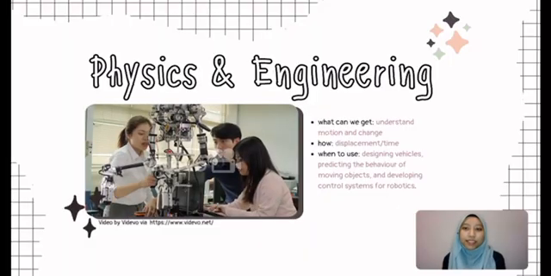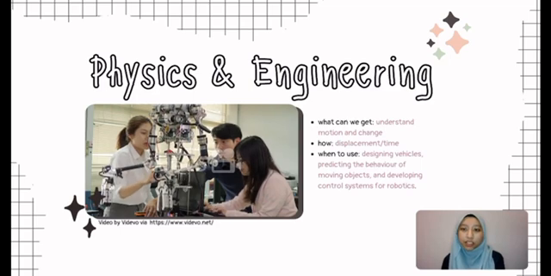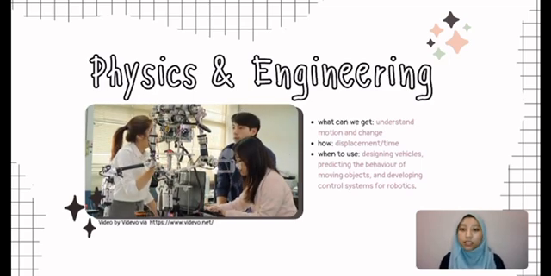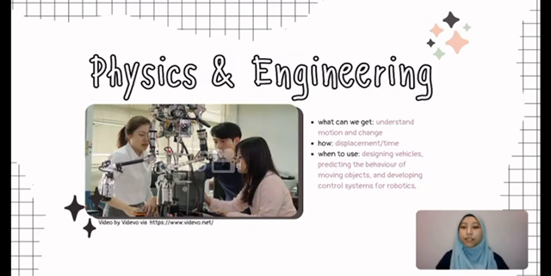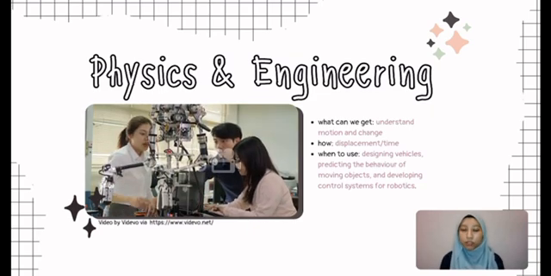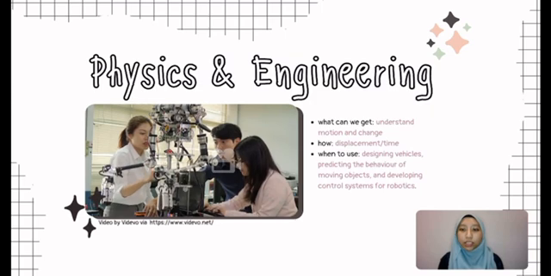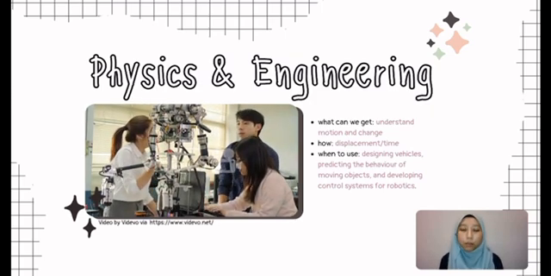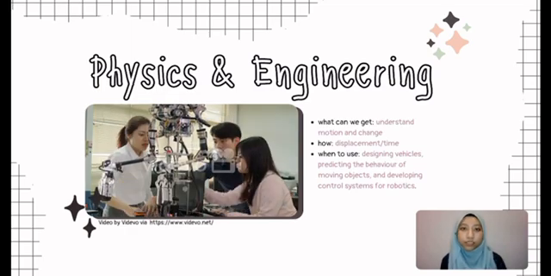In physics and engineering, differentiation helps us understand motion and change. We can obtain velocity and acceleration by differentiating displacement with respect to time. This knowledge is crucial in designing vehicles, predicting the behavior of moving objects, and developing control systems for robotics.